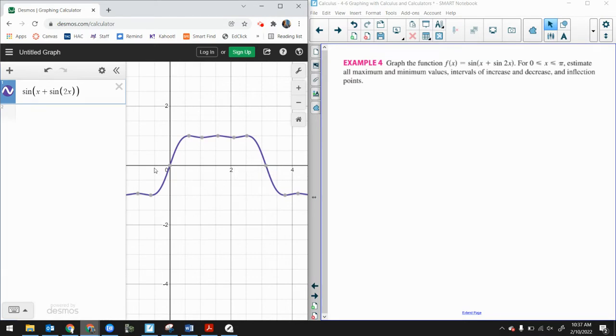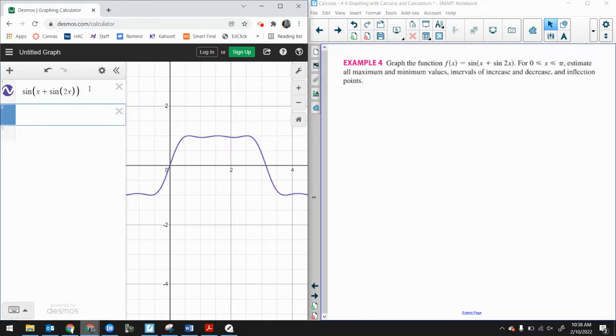Now, what do I have here? Look at what I got. Looks like I've got a maximum value, a minimum value, a maximum value, a minimum value. Whoa, that's a lot. I've got 1, 2, 3, 4, 5 maximum or minimum values just in this little period from 0 to pi. Now, that means, what does that tell you about your derivative? That tells you that the derivative is going to have zeros at every single one of those locations.